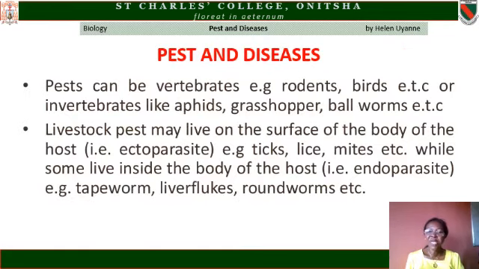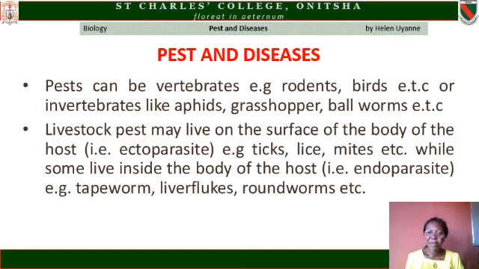These pests can be vertebrates or invertebrates. Vertebrates are animals with backbone. We have examples of pests that are vertebrates, like rodents and birds. And when we talk about birds, it can be pigeon, it can be sparrows, and so on, which attack the grains and the cereals on the farm.